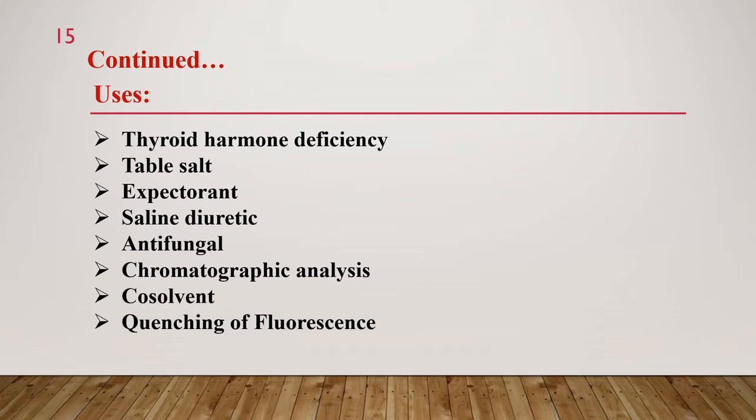Uses of potassium iodide. It is used as a source of iodine in thyroid hormone deficiency. It is used as a table salt. Potassium iodide is also used as an expectorant. Potassium iodide can be used as a saline diuretic. Potassium iodide also possesses antifungal properties. Potassium iodide is also used in chromatographic analysis. Potassium iodide is used as a co-solvent and also in quenching of fluorescence.